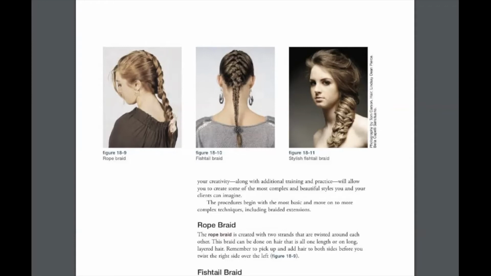There's multiple ways to do it when you're doing a halo braid. The top of your crown is left smooth and neat, while the cornrows are pinned around the head to create the halo effect.